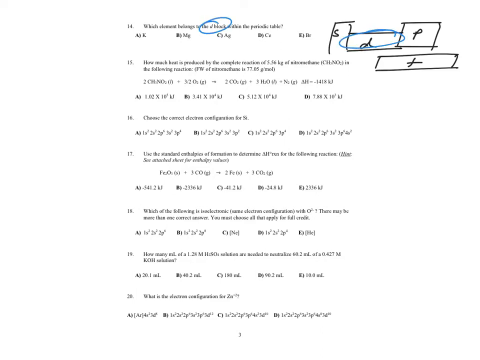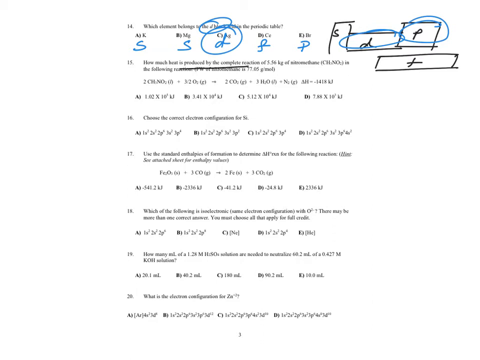Some people had, I think, on the other one, the P block. So that would be elements here. So potassium is S block, magnesium is S block, silver is D block, the C is the F block, and bromine is the P block. So you do have to memorize that.